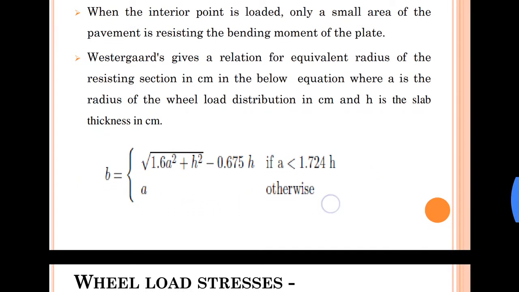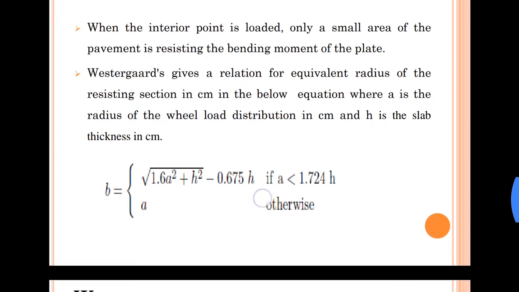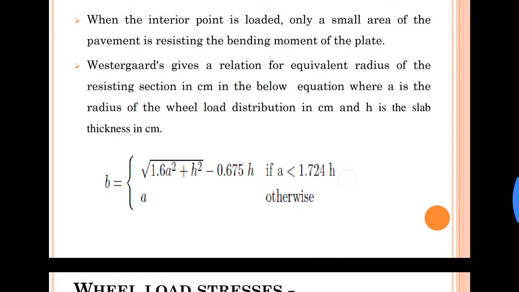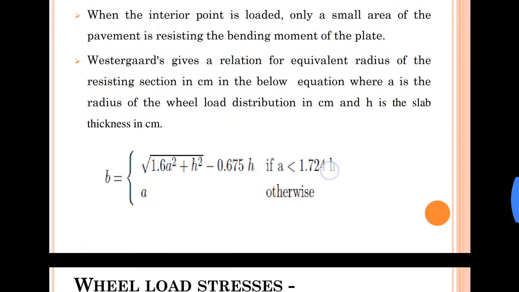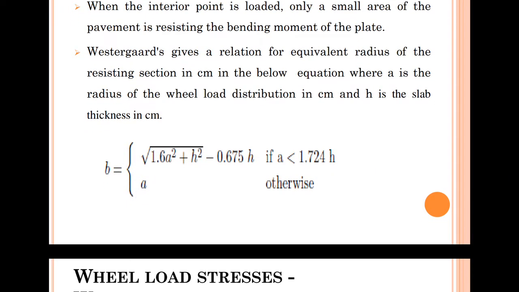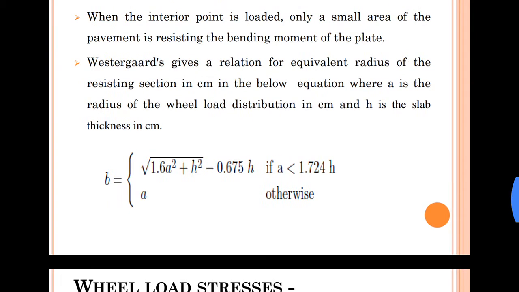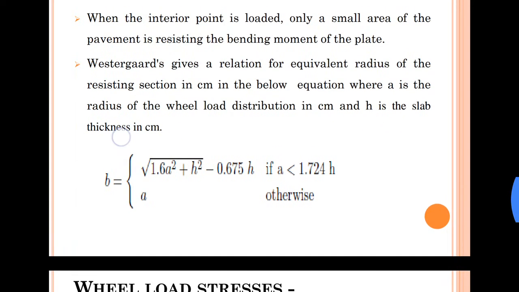So when you are going to find out the value of b, firstly you need to check whether a is greater than, equal to, or less than 1.724 h, and then according to this condition you need to use either this or this. So what is a here? a is the radius of the wheel load distribution in centimeters. h is the thickness of slab in centimeters.